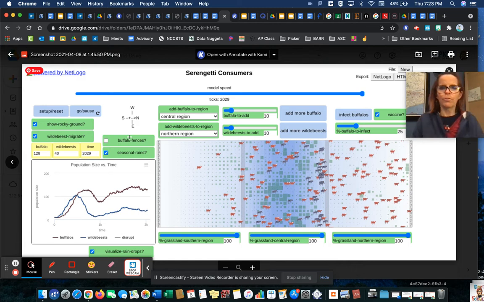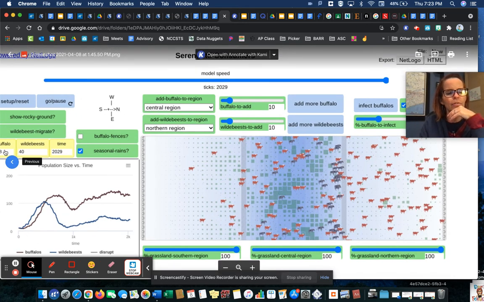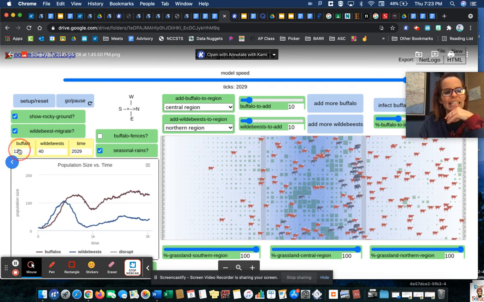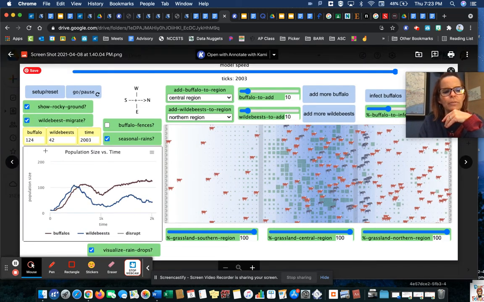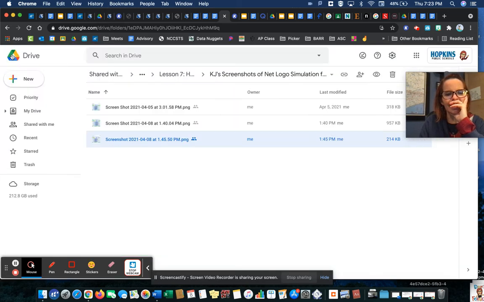Just a moment, my other computer fell asleep on me. I had to type in my thing. Okay, whatever. All right, so third trial we end up with, whoops, that went, can't see it now, hold on. There we go, 128 buffalo to 40 wildebeests. What happened? Hold on, it skipped around. Give me just a second. Why is my computer being glitchy? I click on it and nothing happens.